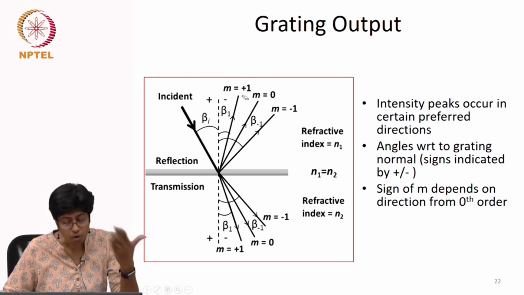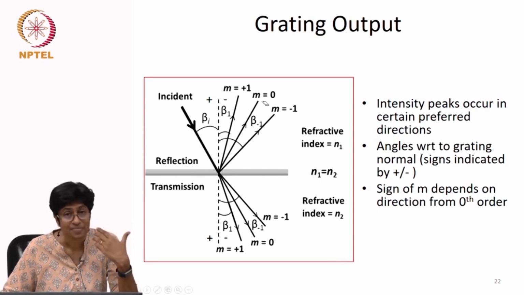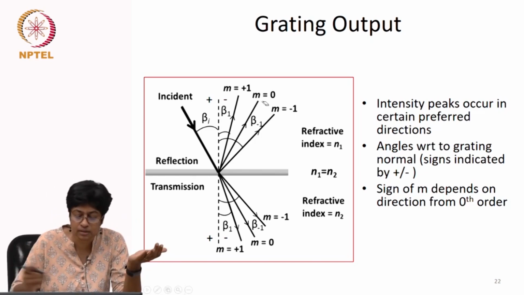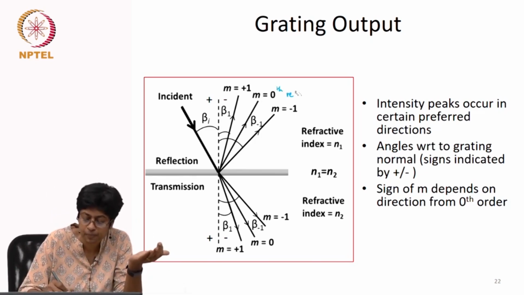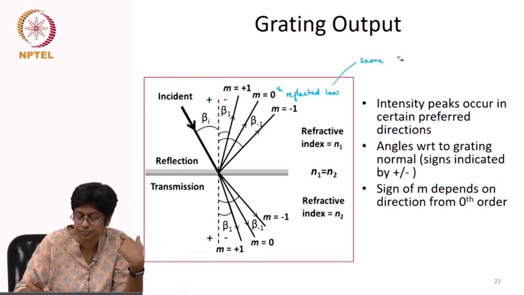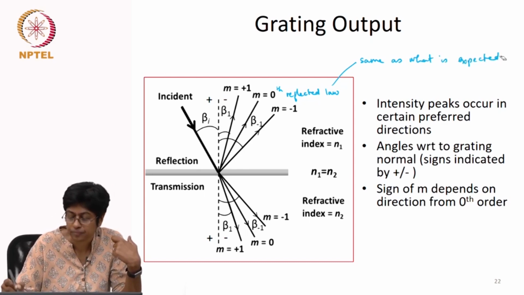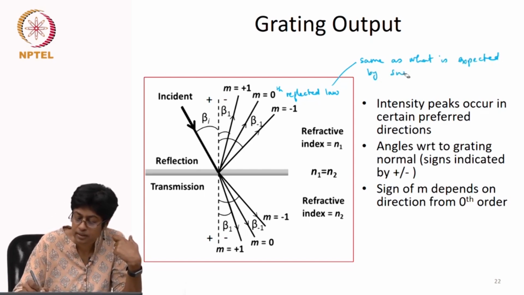How do I define the orders? Well, if the beam was incident like this, Snell's law of reflection says the reflected light should go in a certain direction. That's the 0th reflected order, the same as what is expected by Snell's law of reflection.